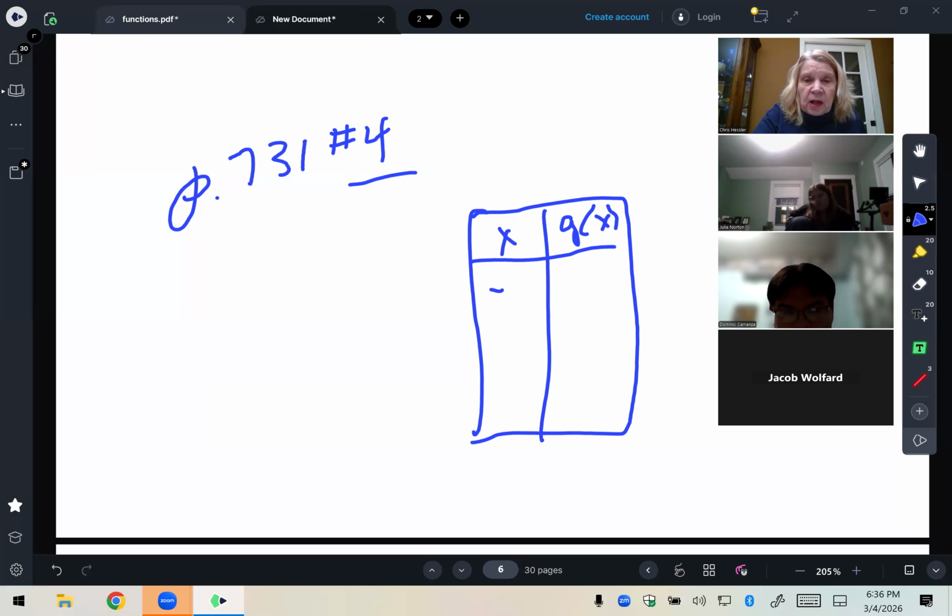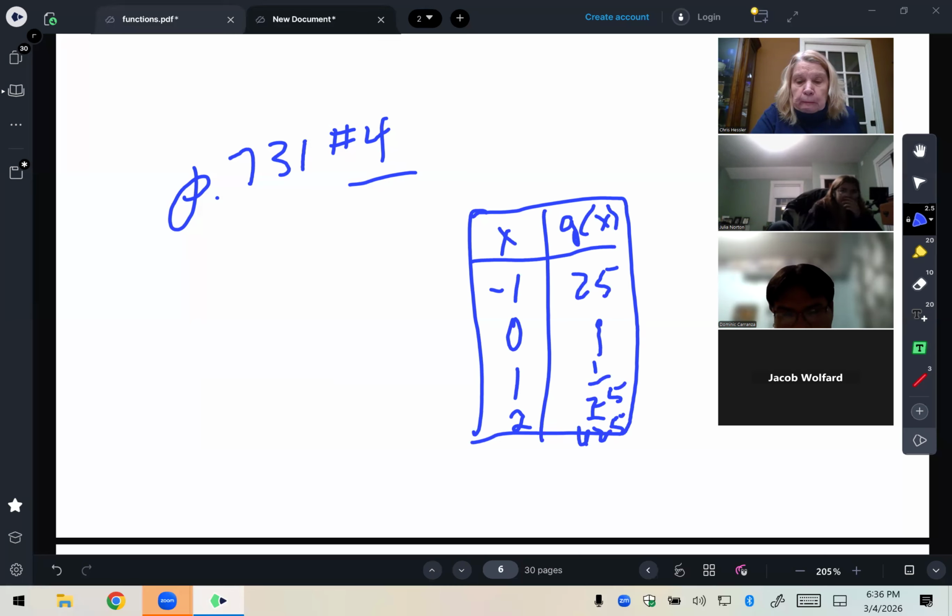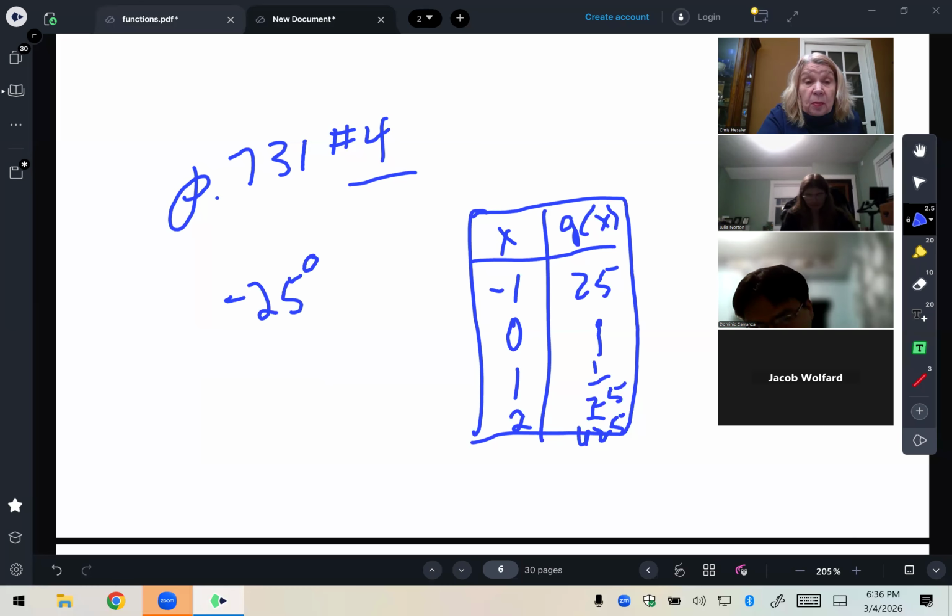And so if we put in a -1, we'll get out 25. 0, we would get out a 1. 1, we would get out a 1 over 25. 2, we would get out 1 over 625. So let's try all the answers. So -25 to the 0 power would just be 1, so A is out.